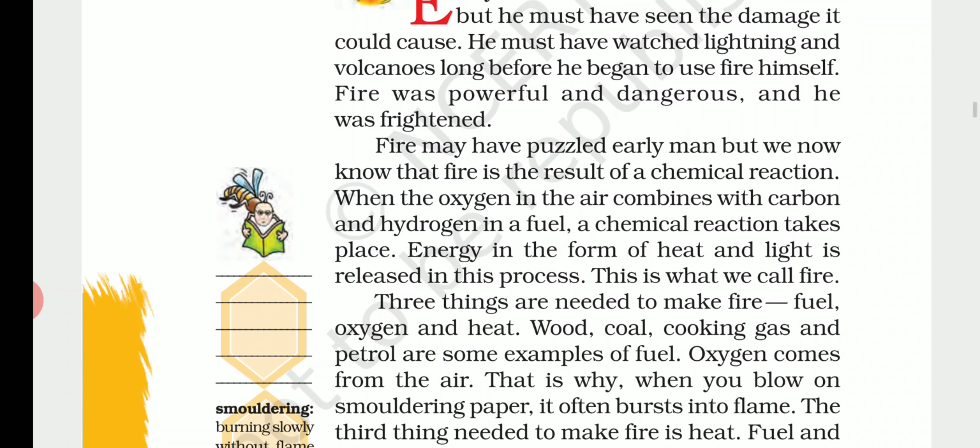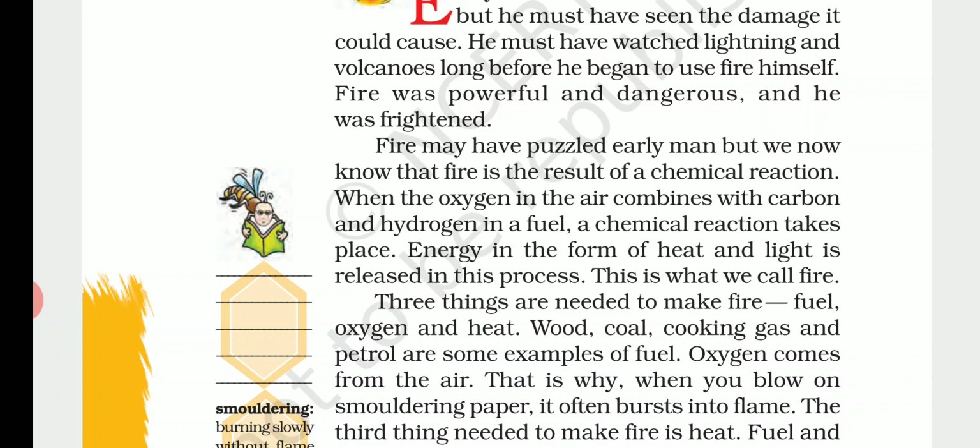Three things are needed to make fire. We have just seen three things are required. What are they? Fuel, oxygen and heat. Heat is required, fuel is required and oxygen is required. So the three components of fire are heat, oxygen and fuel. Wood, coal, cooking gas and petrol are some examples of fuel. So fuel की examples क्या क्या हैं? Wood, coal, cooking gas and petrol. Oxygen comes from air.